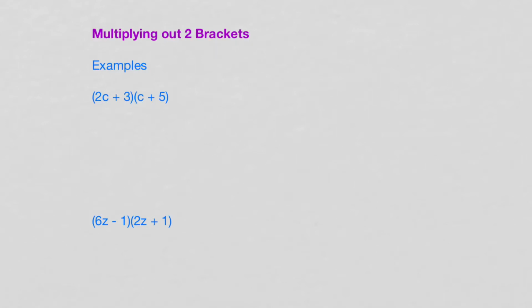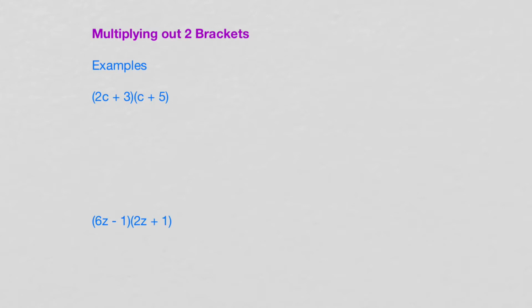Folks, we're going to look again at multiplying out two brackets. I'll go through some examples with you and then you'll get a chance to practice some on your own. So, first one we're going to go through is 2c plus 3 times c plus 5.